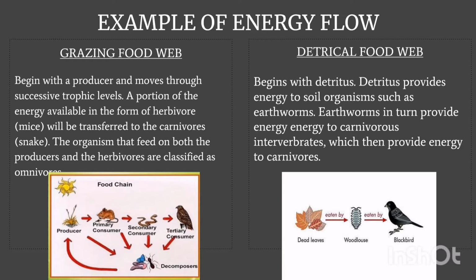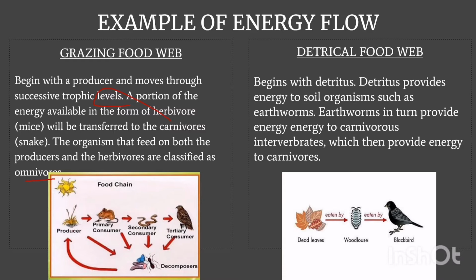So the grazing food web begins with the producer and moves through successive trophic levels. A portion of the energy available in the form of the herbivore, mice, will be transferred to the carnivore, snake. The organisms that feed on both the producers and the herbivores are classified as omnivores. So this figure, I will talk about this figure.